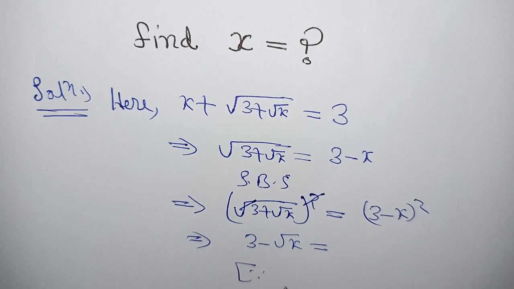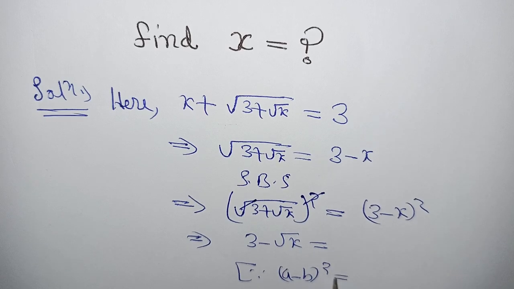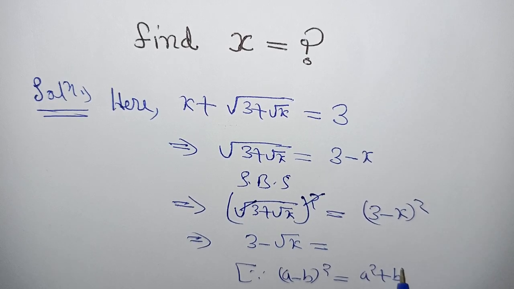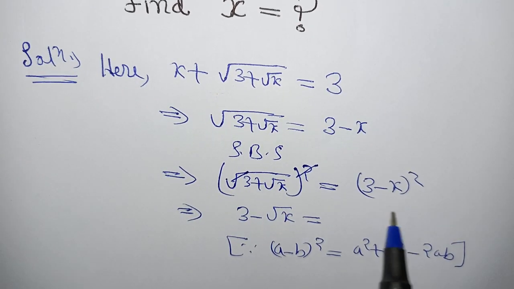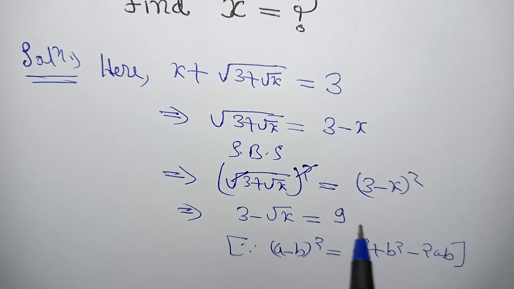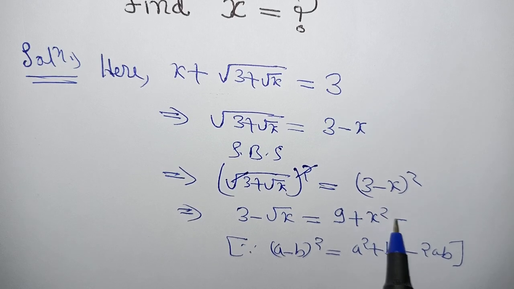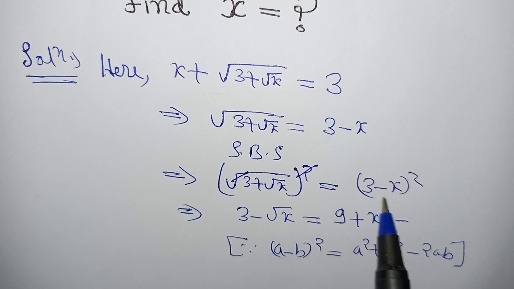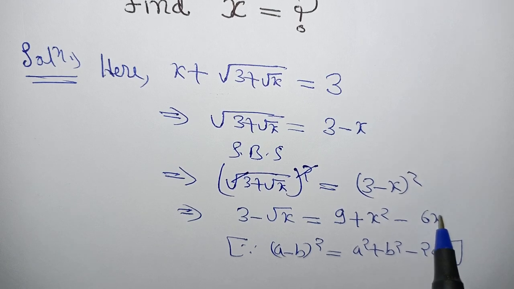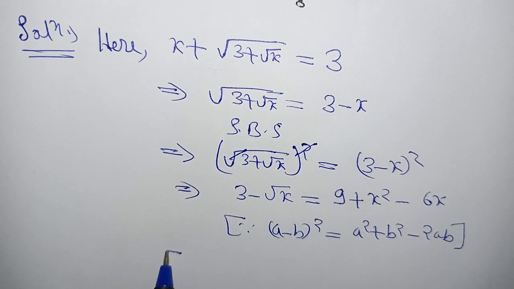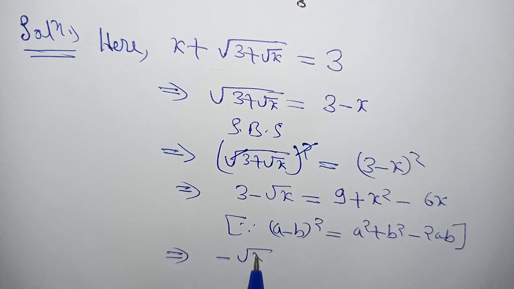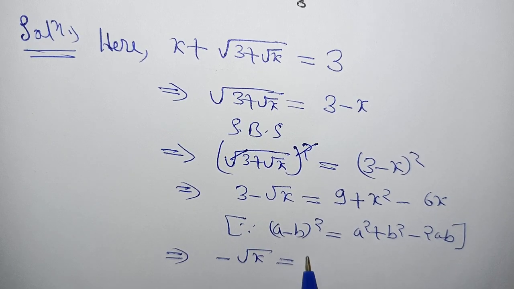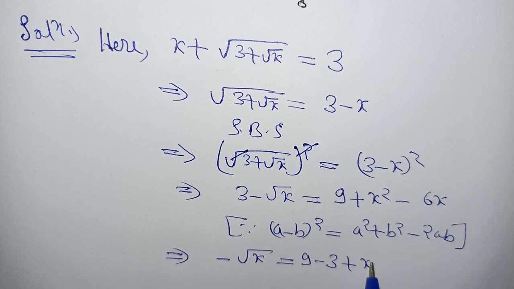we know the formula. The formula is a minus b whole square is equal to a square plus b square minus 2ab. We just apply this formula, so this portion will become 3 square, that is 9, plus x square minus 2ab. 2a is 3 and b is x, so 6x. Then this implies, now taking this 3 on the other side, we have minus under root x is equal to 9 minus 3 plus x square minus 6x.